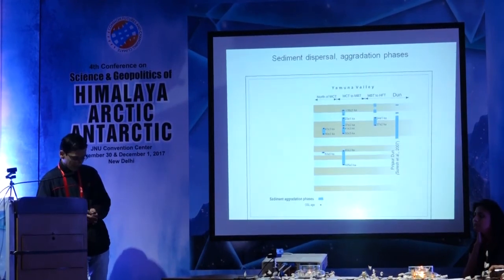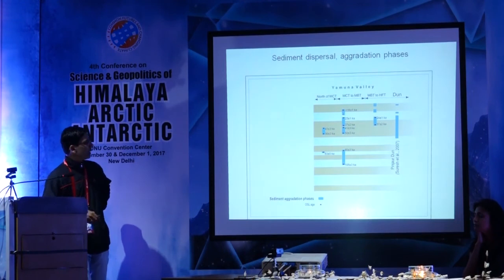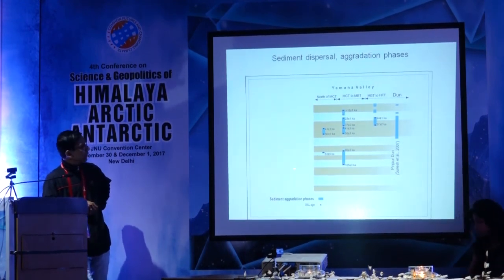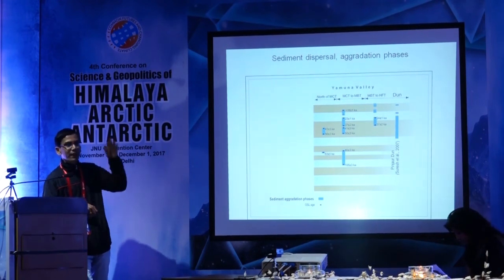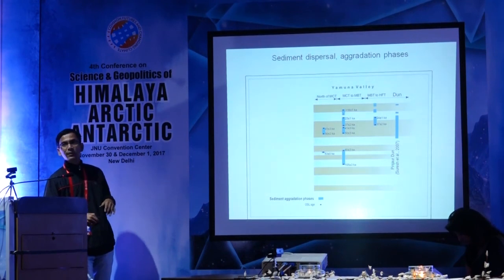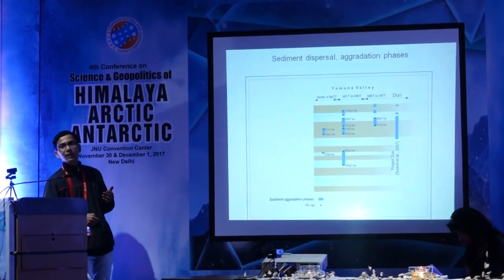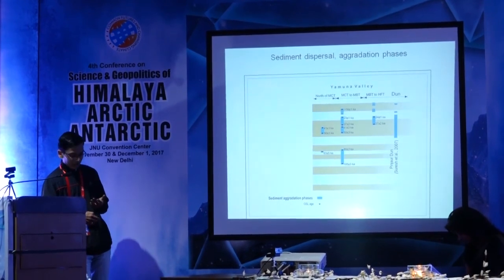So this is, I will say, the concluding slide. In this we have all the phases of aggradation. These are punctuated by the incision phases. So aggradation, sediment generation because of the glacial retreat, and then incision during the glacial advance because the water is less. So this phenomenon has happened since the 105 ka time period.